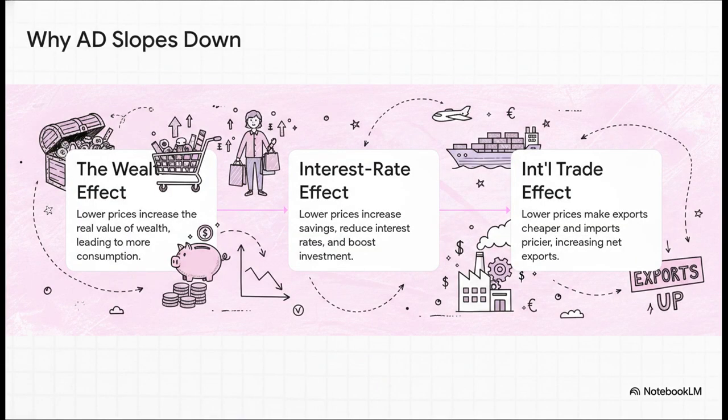First up is the wealth effect. If all prices drop, that $100 bill in your wallet can suddenly buy more stuff than it could yesterday. You literally feel richer, so you spend a bit more. Then there's the interest rate effect. When prices are low, people don't need to hold as much cash, so they save more. All that extra saving pushes interest rates down, which makes it cheaper for businesses to borrow money and invest. And finally, the international trade effect. When our prices fall, our products become a bargain for other countries, so they buy more from us. Our exports go up. All three of those things work together to make the curve slope down.